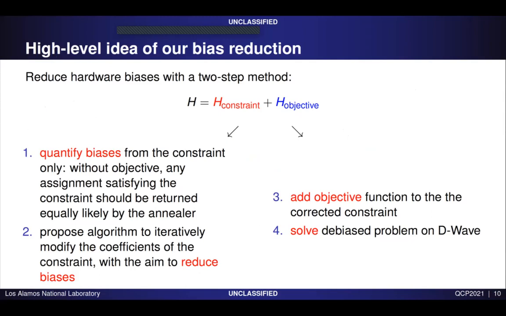The general idea for our bias correction algorithm is to consider the effect of the biases on the constraint and the objective separately. The first step is to quantify the biases on the quantum annealer when we only solve the constraint, not the constraint plus the objective. Then we use an iterative algorithm to reduce the biases on the constraint problem. Once we have a debiased constraint, we then add back in the objective function. Finally, we solve the fully debiased problem on D-Wave.